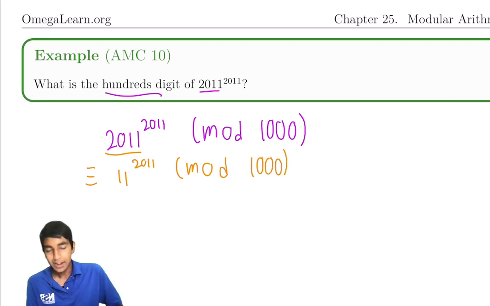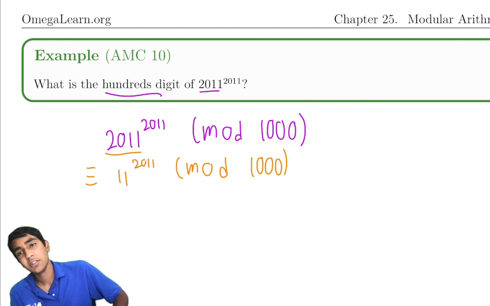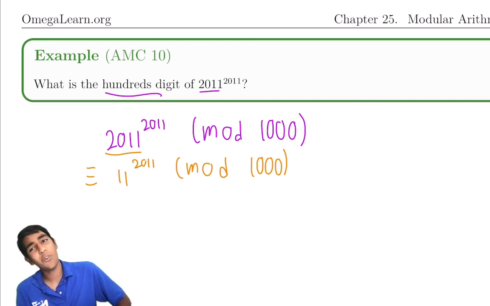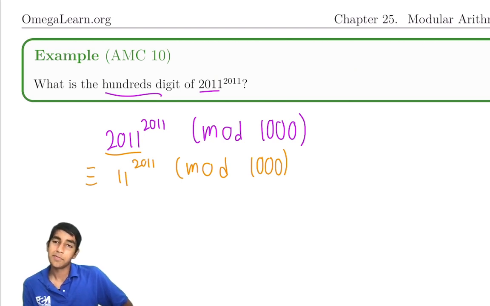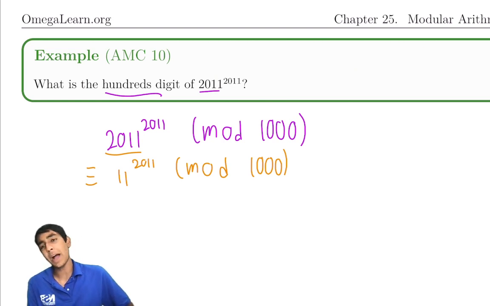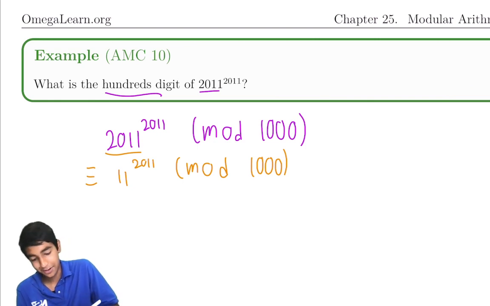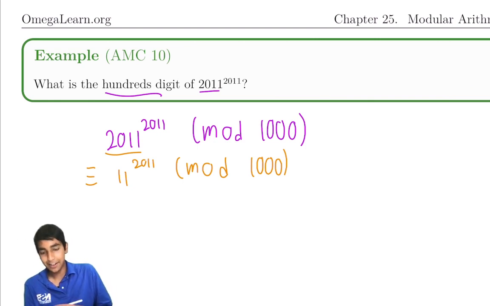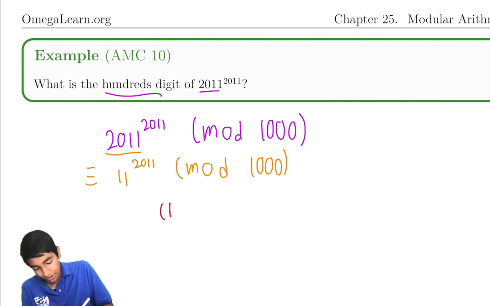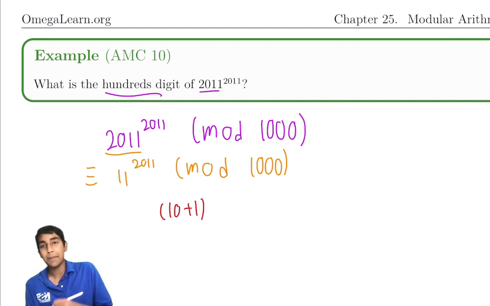Okay, that's cool. Now what is 11 to the 2011 mod 1000? Well, that's really the main point of the problem. We can try using Euler's totient theorem, but it'll actually turn out we'll still be left with some ugly expansions at the end. Is there anything else we can do? We can use the binomial theorem. Yes, in number theory. So basically the trick here is that we have 10 plus 1. We can rewrite 11 as 10 plus 1.